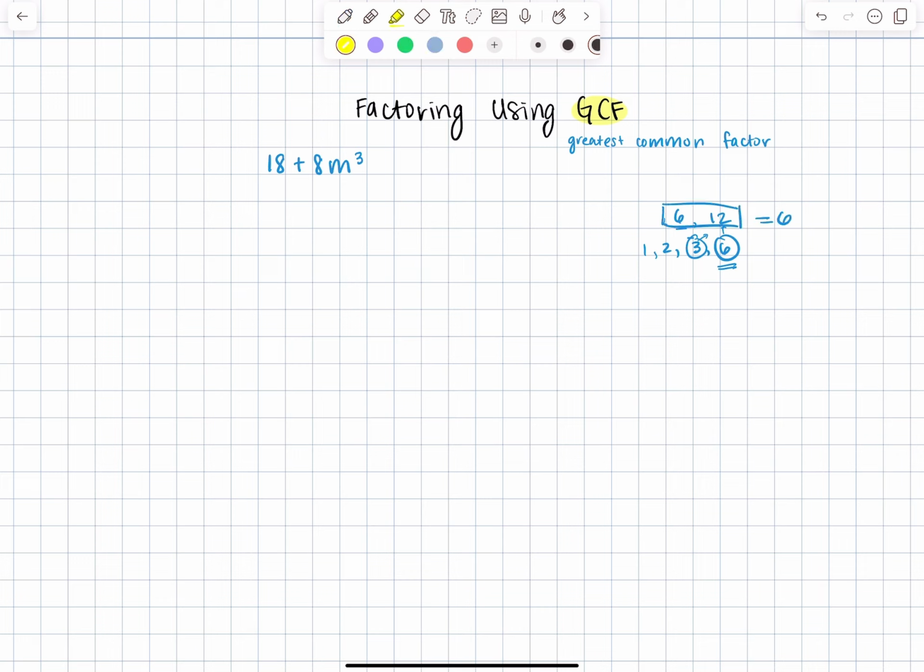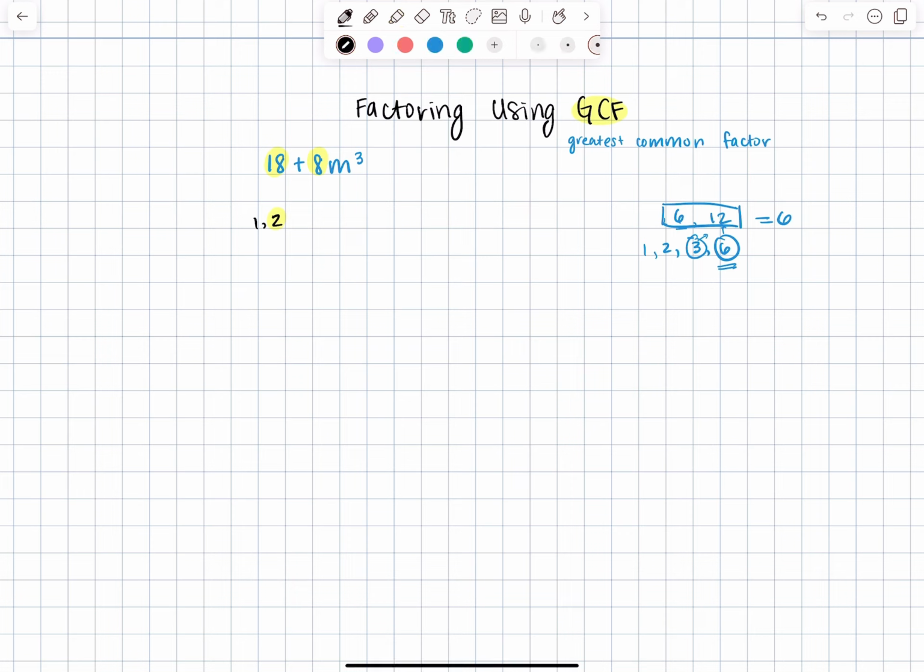Back to our example, 18 and 8m cubed. We have 8 and 18, so we can find factors of these. There is 1, we have 2, and that's it. So 1 and 2. Of 1 and 2, 2 is our greatest common factor. It has the highest value.